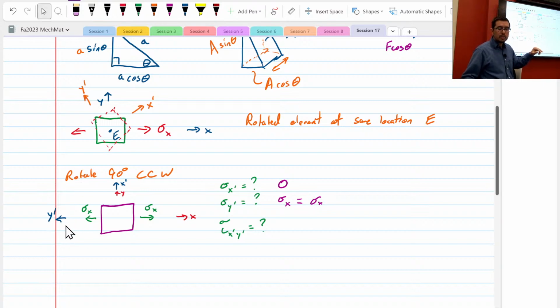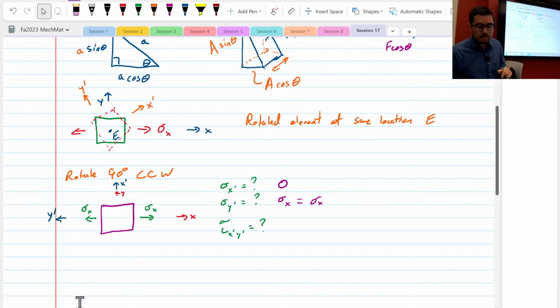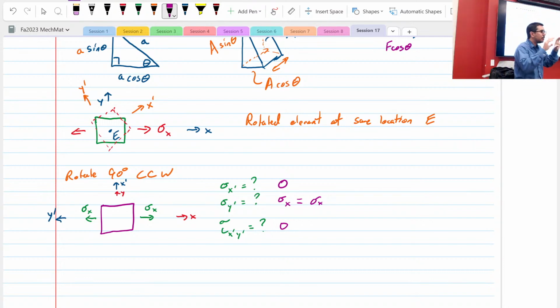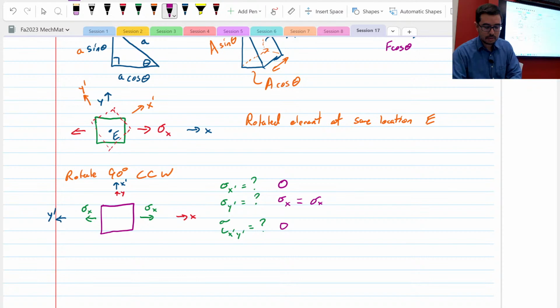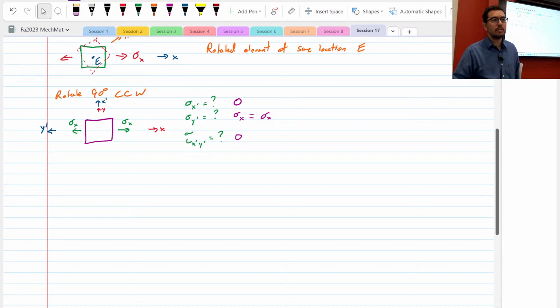Notice something interesting here. Sigma x did not become negative in this case, right? Sigma x is still coming out positive relative to the y prime. Okay, so it did not change its sign. Tau x prime y prime, that's going to just be 0 again, right? Good. So that's like the basic case. Now let's talk about what happens when it's not a 90-degree rotation.